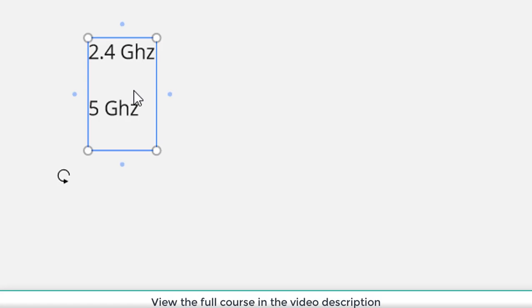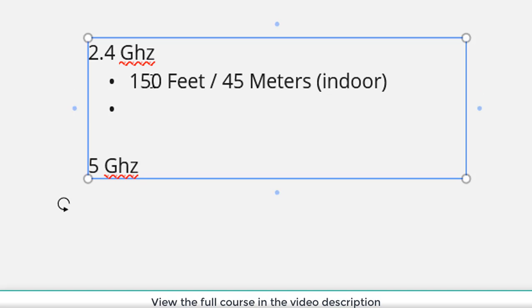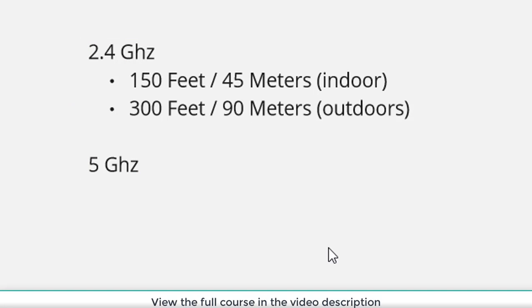So let's start with 2.4 gigahertz because this has been around a whole lot longer than 5G. With 2.4 gigahertz, the range is typically somewhere around 150 feet or 45 meters indoors. That's the indoor range of 2.4 gigahertz. The outdoor range is something more like 500 feet or 90 meters outdoors. So 2.4 gigahertz isn't quite as fast as 5G, but the range is long.